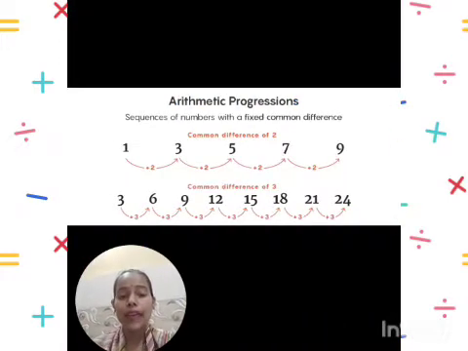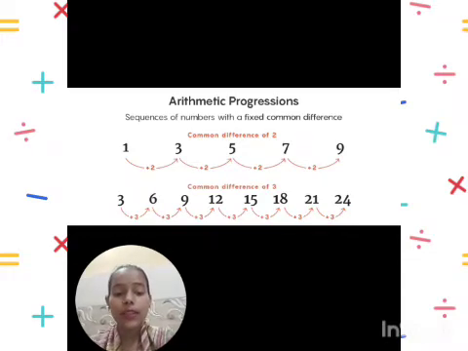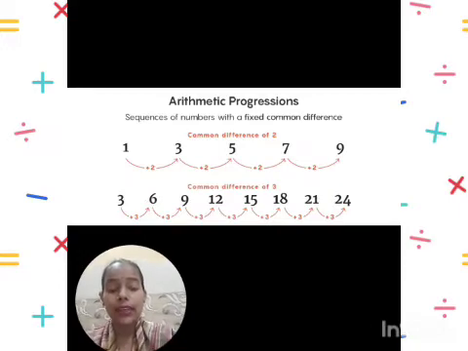So we have an example there, arithmetic progression, a sequence of numbers with a fixed common difference. When we have a fixed common difference, how can we continue the pattern? Like we have a series 1 3 5 7 9. Firstly we have to observe this series very keenly. We have to find out the difference.